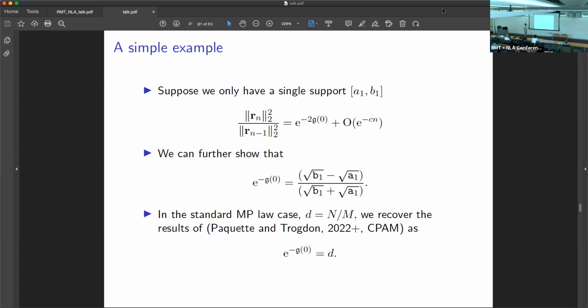Okay. And we can further show that this quantity is essentially very simple, and only depends on the edges of the support. If you look at the standard Wishart case, where the edges are 1 minus square root of d squared and 1 plus square root of d squared, in this case E negative G0 is just d. It's exactly the result that Percy introduced a few minutes ago, and this also coincides with Elliot's paper. So this is a very simple case.